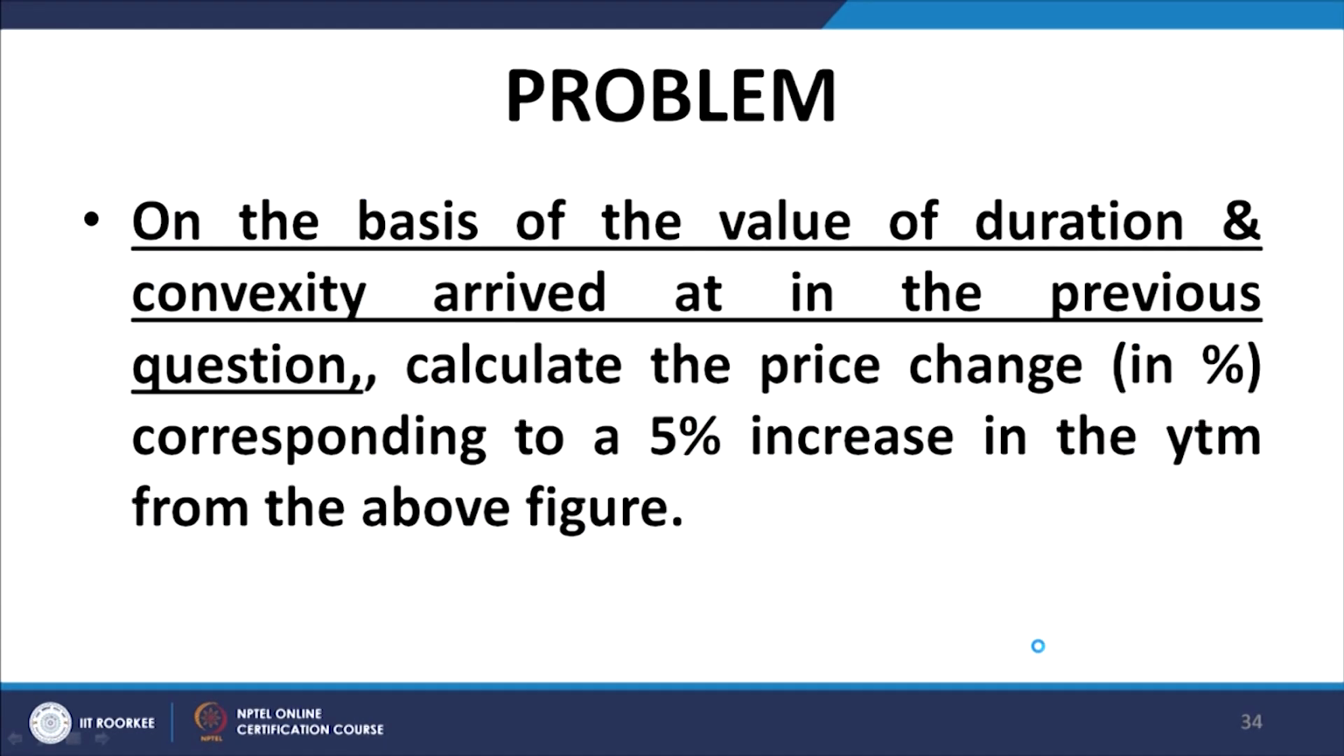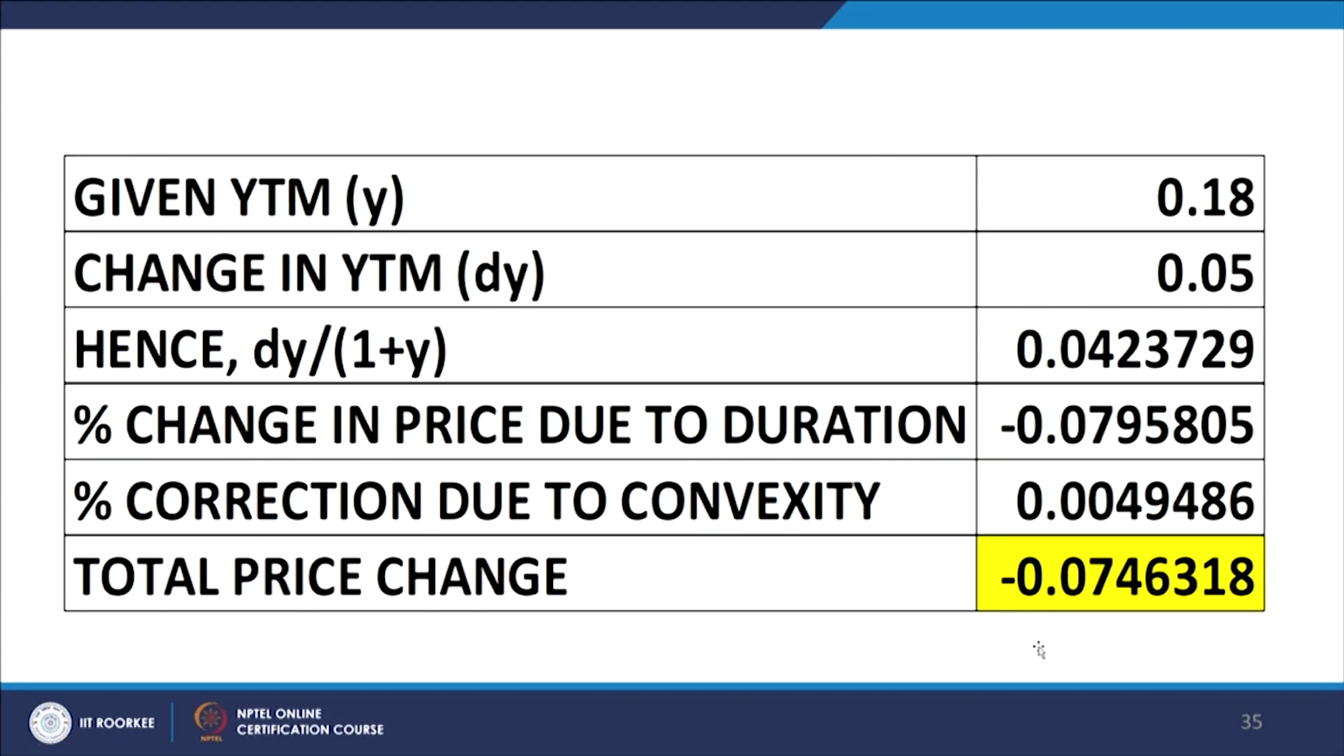Then next problem, which is based on the results that we have obtained in the previous problem. On the basis of the value of duration and convexity arrived at in the previous question, calculate the price change in percentage corresponding to a 5% increase in the YTM from the above figure. The above figure means 18%, which was given in the previous problem. So, here are the calculations.